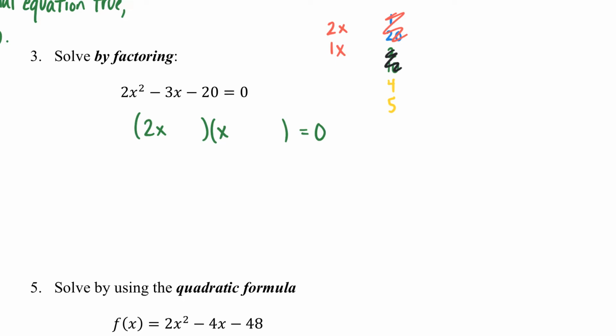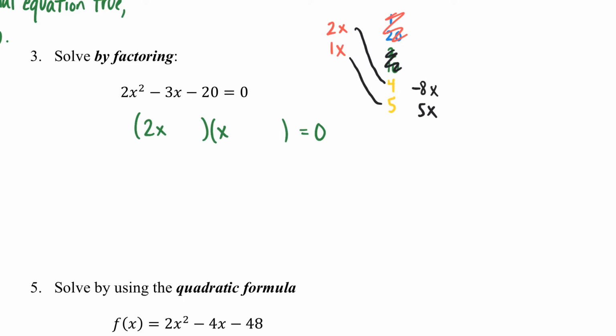Oh, shoot, that's not what I wanted to do. What if we pair up down here? So what if we do 2x with 4 and 1x with 5? So 2x with 4 would give us 8x, and 1x with 5 would give us 5x. That could get us to negative 3x, right? Like if you have 8x and 5x, you would need a negative 8x, right? To get to negative 3x.